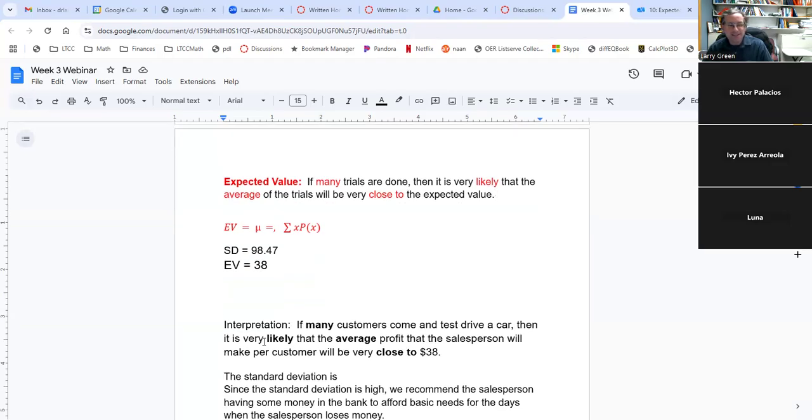So now we can write our interpretation. If many customers come to test drive a car, then it is very likely that the average profit that the salesperson will make per customer will be very close to $38. Okay. So what do you think? Do you think this job pays okay or terrible? How long do you think it takes to test drive a car?